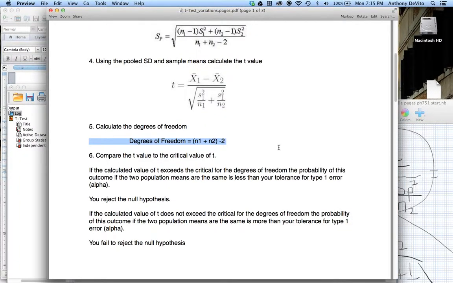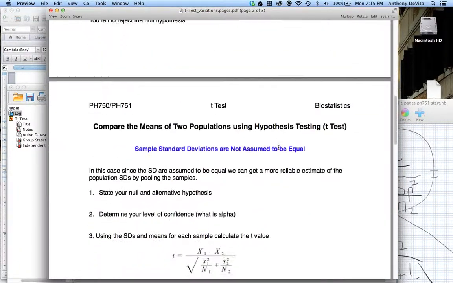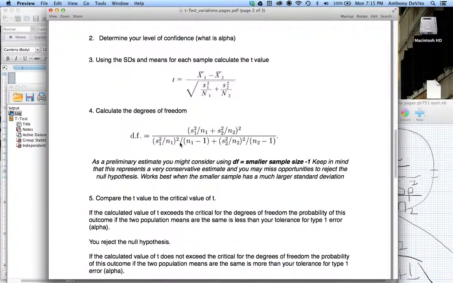Okay, here we go. Now let's go to "equal variance is not assumed." Whoa, degrees of freedom. What is that equal to? It's equal to the variance, standard deviation squared, over n1 plus the standard deviation squared for group 2 over n2. Take that whole thing and square it, divide it by so on and so forth. It's kind of a pain in the butt to work that out, right?